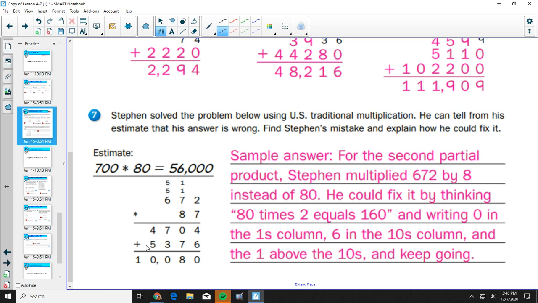or the second line right here where it says 5376, Stephen multiplied 672 by 8 instead of 80, because we know that the 8 right here actually is in the tens place and would be equal to 80. 80 times 2 is 160. And writing a 0 right here in the ones column, you would then place the 6 here and then move the 1 above the tens and keep going.